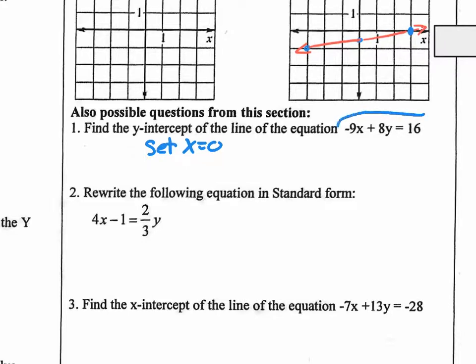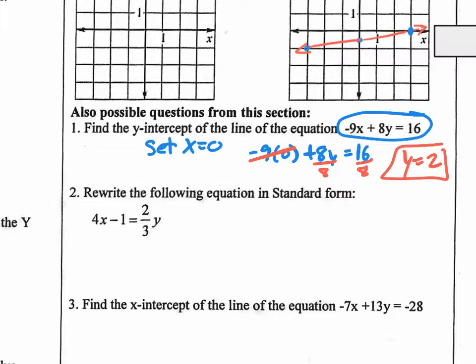So let's take this equation, set x equal to 0. So you're going to have negative 9 times 0 plus 8y equals 16. And we know negative 9 times 0 is 0. So you really have the equation 8y equals 16. So what do we do? Divide by 8. Y equals 2. And that's my y-intercept value.